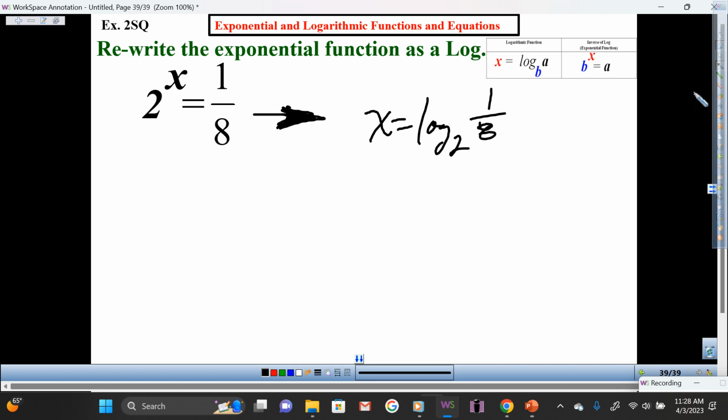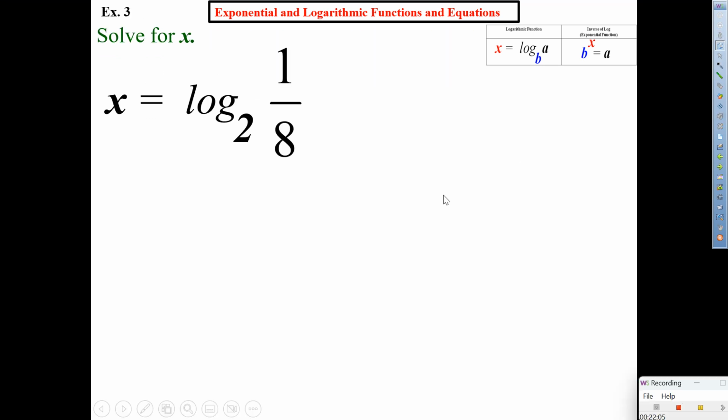Shall we crank it up a little bit? Yes. Okay, let's go to example 3. Now we're going to be solving functions. Copy this one. Solve for x. X equals log 2 to get 1/8. And it's fairly simple. I mean, it's just a process.